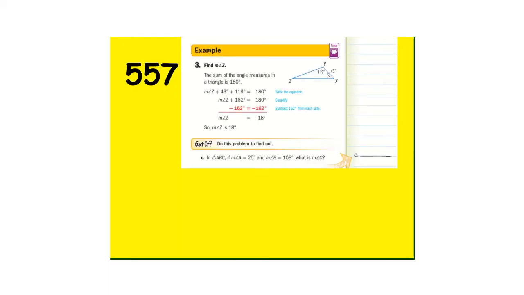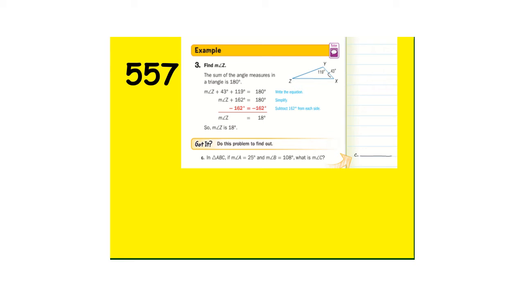Okay, the way you read number 3, it says find the measure, that's the M, measure of angle Z. Find the measure of angle Z. So if we have 119 and we have 43, add them together and you get 162. Subtract that from 180. That means the measure of angle Z is 18 degrees. Letter C here, got it.